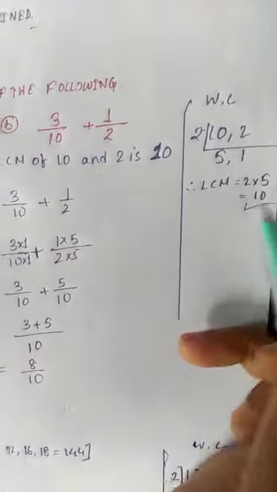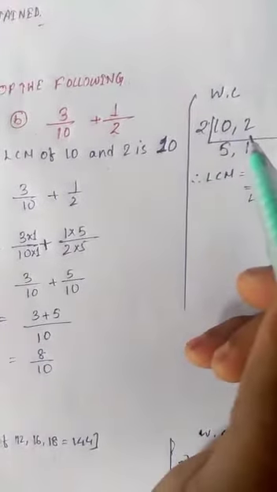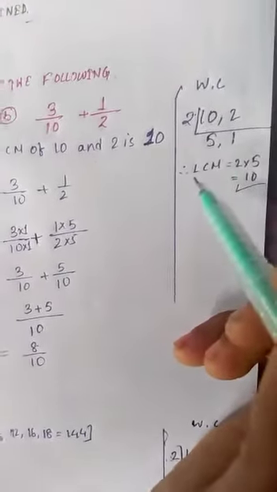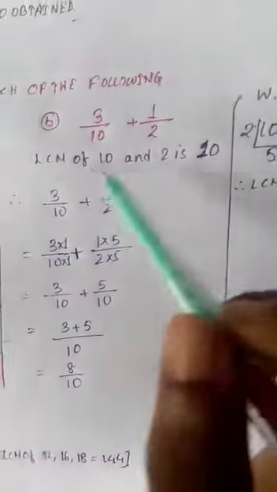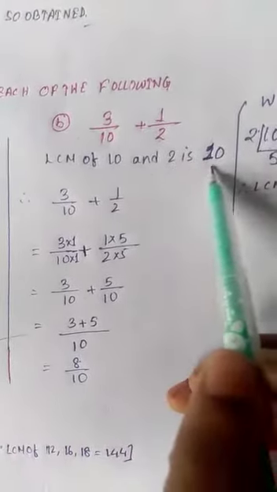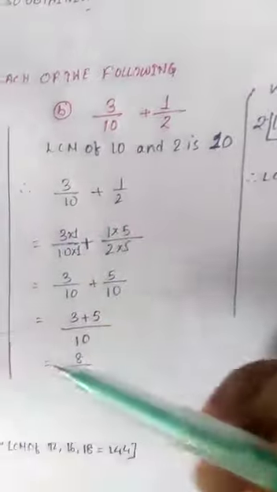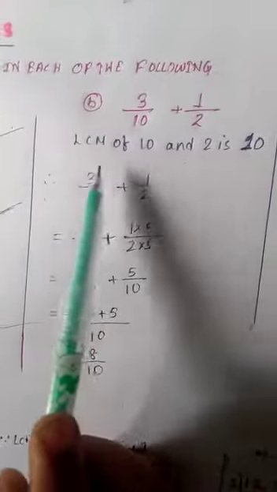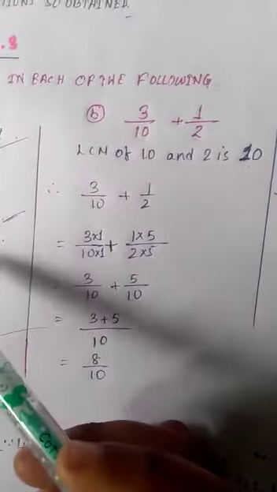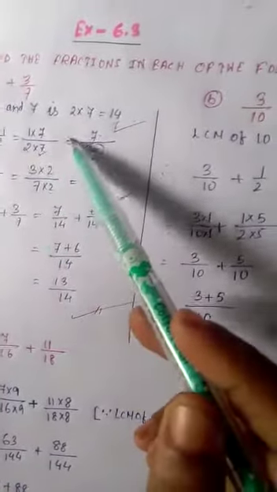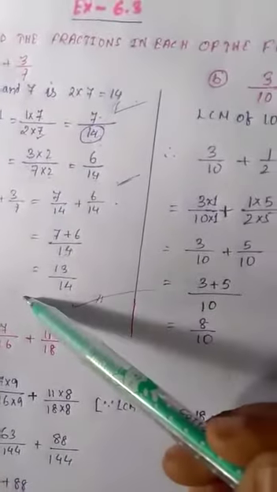Remember, students, if you follow the common division method to find the LCM, it is the easiest method. So the LCM of 2 and 10 is 10. Therefore, now we can add. One thing to remember here is that you can follow this way also: at first you find the equivalent fractions, then you add, as we have done in question number A.